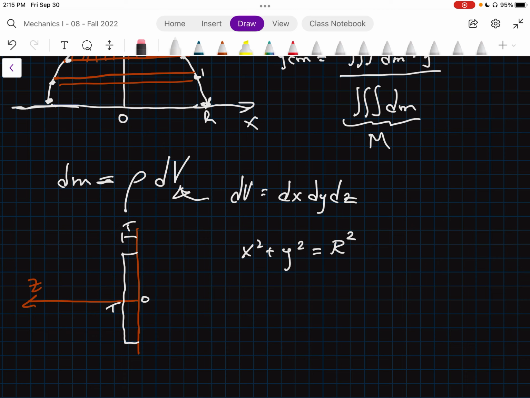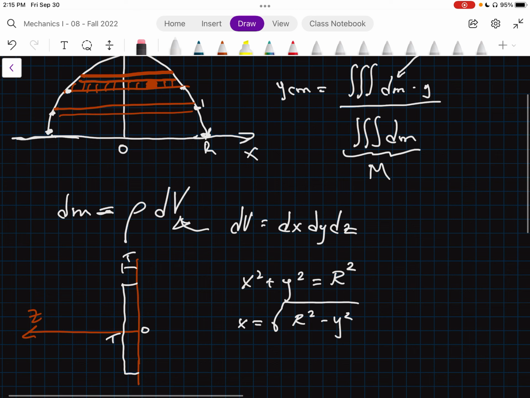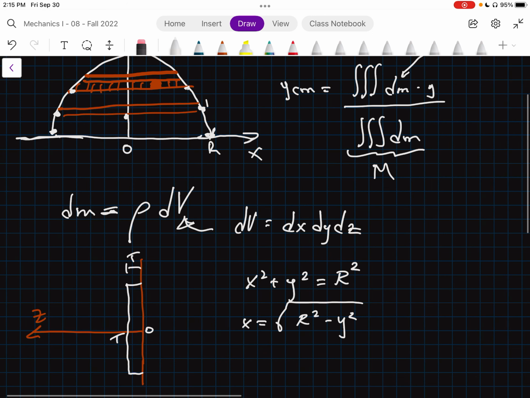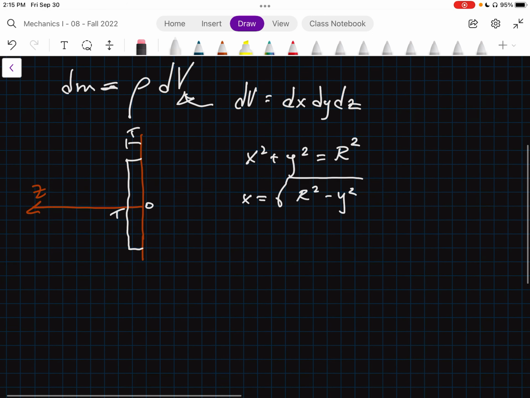And so my x, I can at least talk about in terms of y, is going to be the square root of r squared minus y squared. Okay, so for a particular value, wherever I am in my y coordinate, I want to integrate from negative square root of r squared minus y squared to plus the square root of r squared minus y squared in the other direction. Okay, so let's set up the integral then.